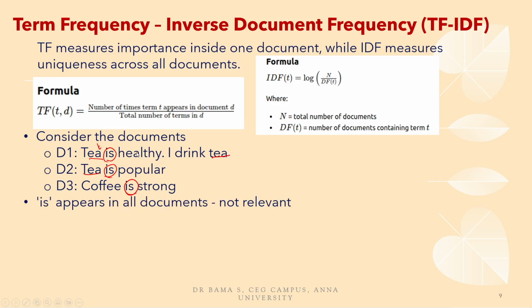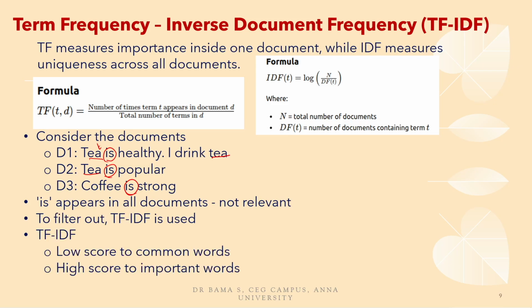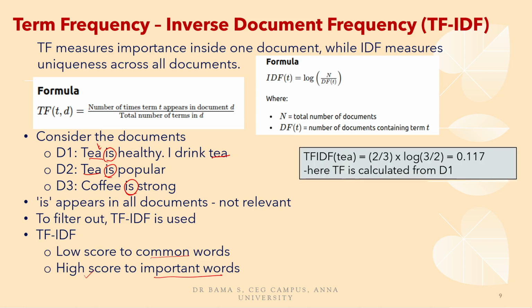So we'll take an example here. "Is" happens in all documents, and it is not relevant as such when we consider the meaning. To filter this out, we use TF-IDF. A low TF-IDF score means common words; common words indicate a low score, and important words get a high score, and that again we will be converting to a vector.